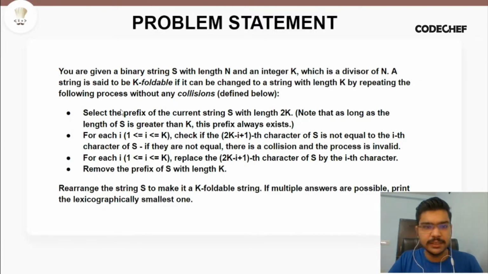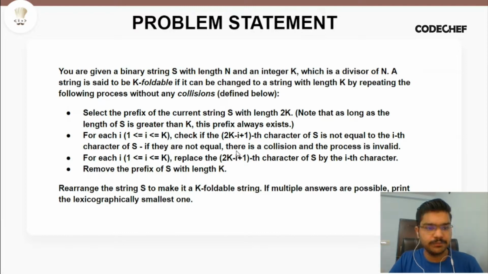All right. And for each i, check if the (2k minus i plus 1)th character of s is not equal to the ith character of s. If they are not equal, then the collision exists and the process is invalid. So we'll check whether the ith character matches with the (2k minus i plus 1)th character. If it does not match, then the collision will exist and we will not move the process further because it will be invalid.